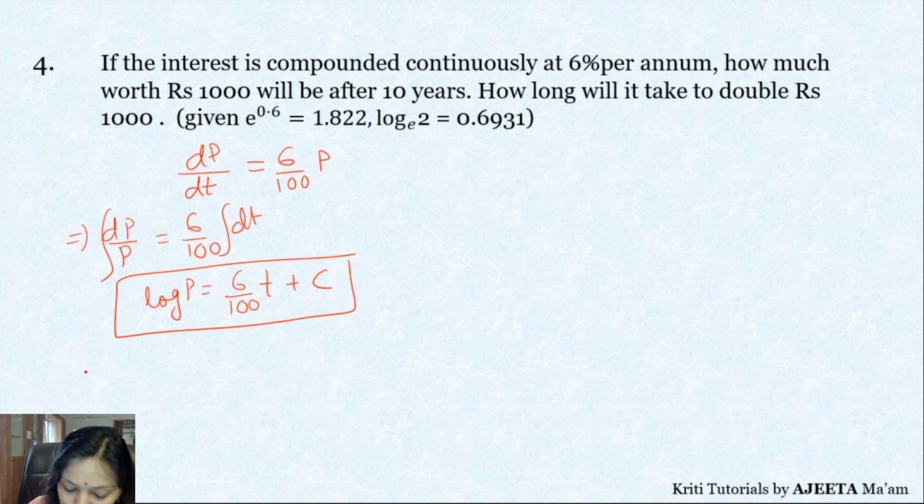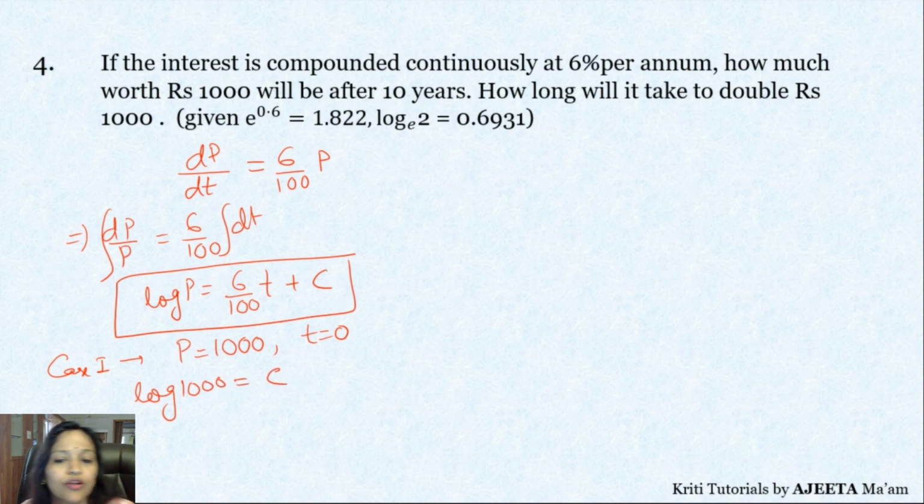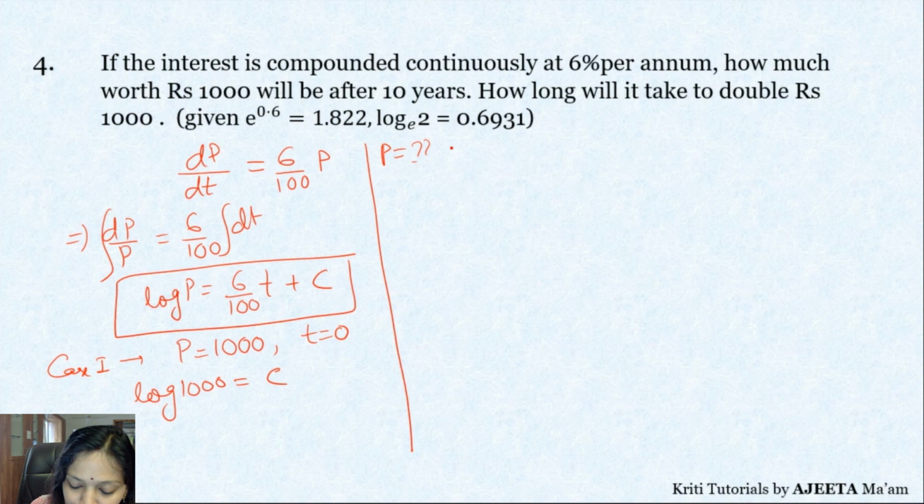First let's find C. So case 1 let's take. Your initial is 1000 rupees, time is 0. So log 1000, you put t as 0, so the value of c you will get directly is log 1000. That's it. Now we will solve the other two conditions. Now let's solve it. How much worth rupees 1000 will be after 10 years? So p we have to find, and t is 10 years. So log p is 6 by 100 into 10 plus log 1000.